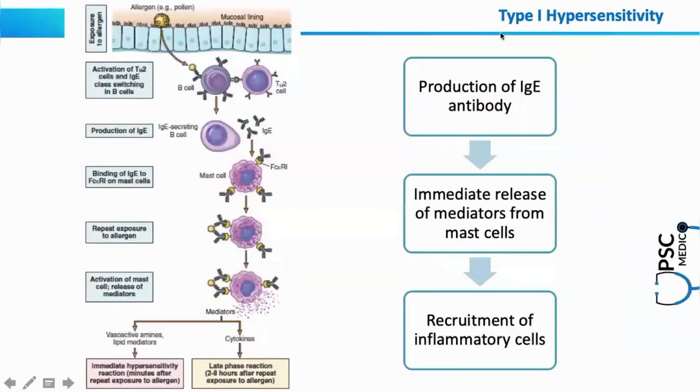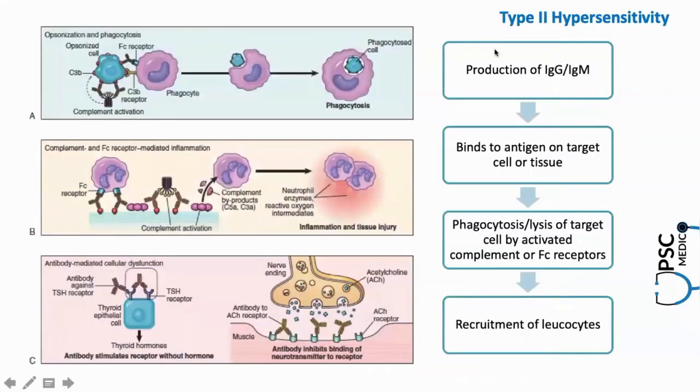So we're done with type 1, IgE mediated. Type 2 is either IgG or IgM, and we'll have phagocytosis, complement lysis, or antibody mediated cellular dysfunction. Mention this in the exam.